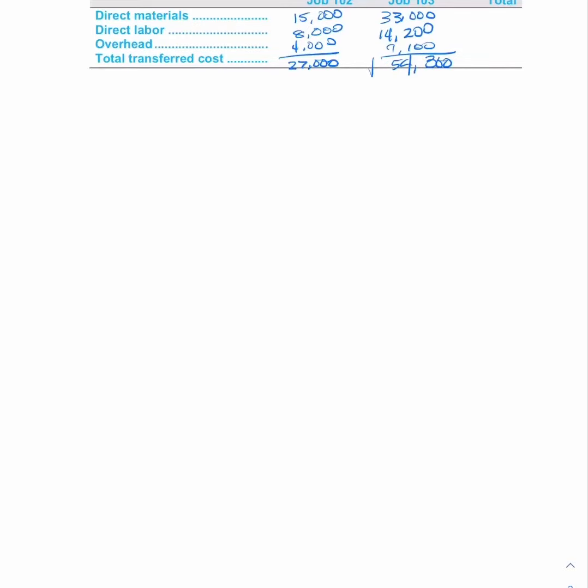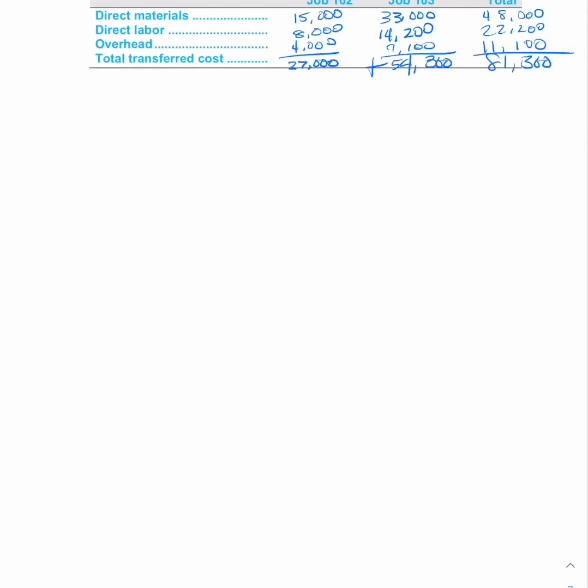$54,300. When you add those two items together, you'll get $81,300 for your total, and that's made up of $48,000 in direct materials, $22,200 in direct labor, and $11,100 in overhead.